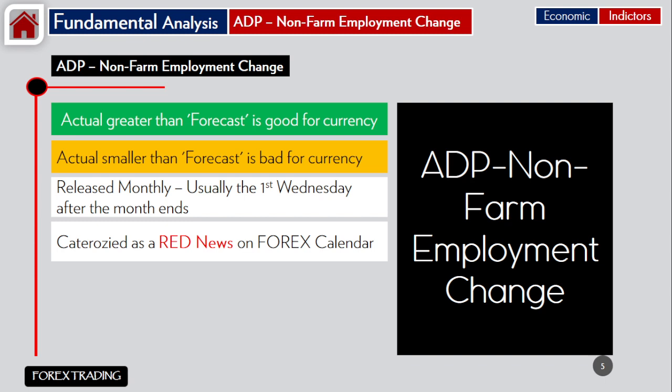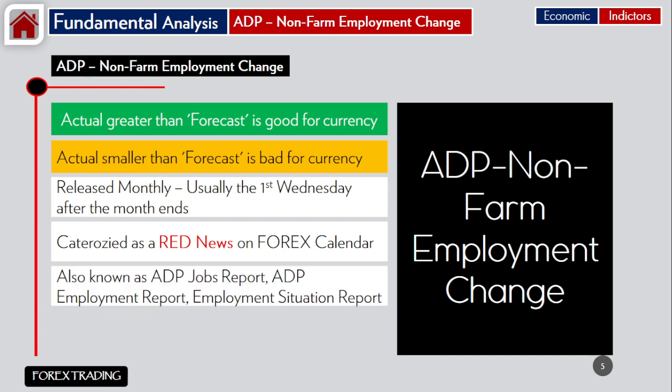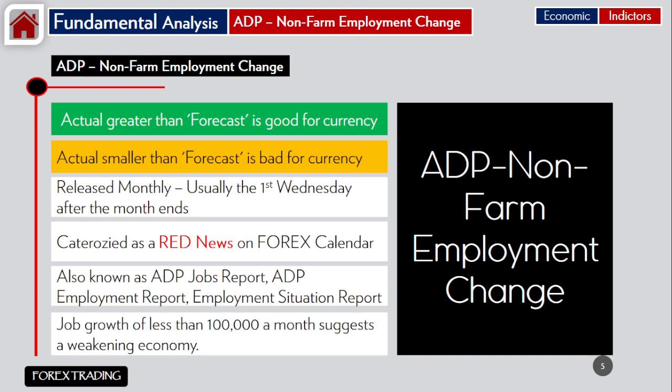People who are into forex trading definitely need to look at this data figure so that they can tailor their strategy accordingly. So it is very important for forex traders to understand and analyze this report. It is also known as the ADP job report, ADP employment report, or employment situation report. And job growth of less than 100,000 a month suggests that the economy is weakening.